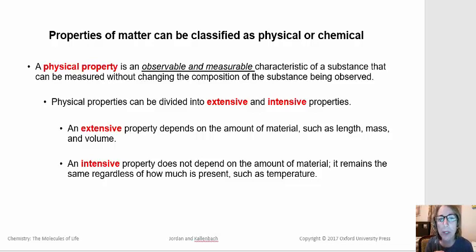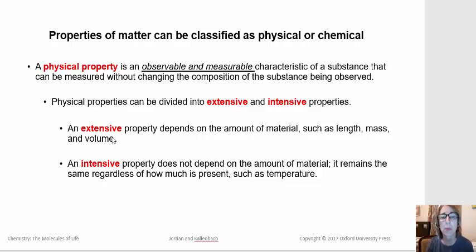So when we talk about a property of a substance or a chemical, we're talking about characteristics that help us identify that chemical. An important type of property is known by chemists as a physical property. A physical property is a property that can be measured without changing the chemical composition of the substance we're measuring. So for example, taking the mass of something doesn't change its chemical composition. And physical properties can then be further classified as either extensive or intensive.